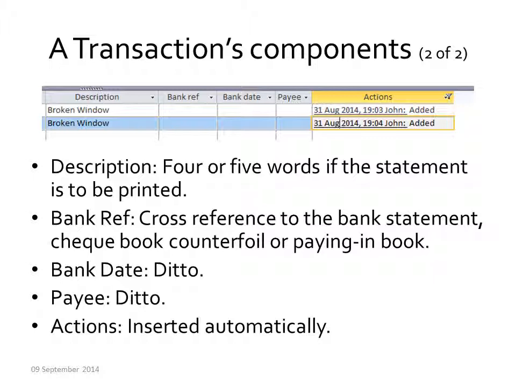We're still looking at the individual components of a transaction, column by column. The description. The computer can accept 40-50 words in a description, but remember, the statement only has room for 4 or 5 words. Bank reference and bank date and payee. These are cross-references to the bank statement, the checkbook counterfoil, or the paying-in book. Actions. These are inserted automatically by the computer. Well, that's about it for the simple side of tenant transactions.